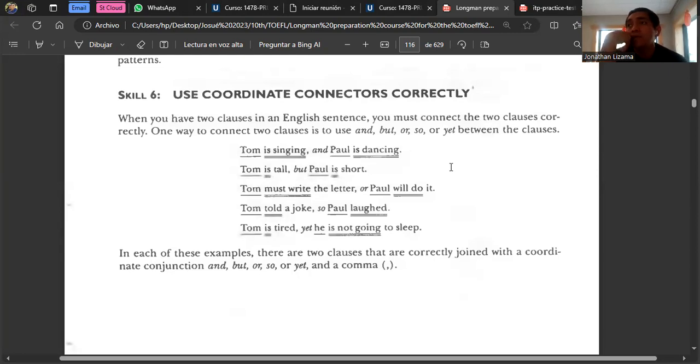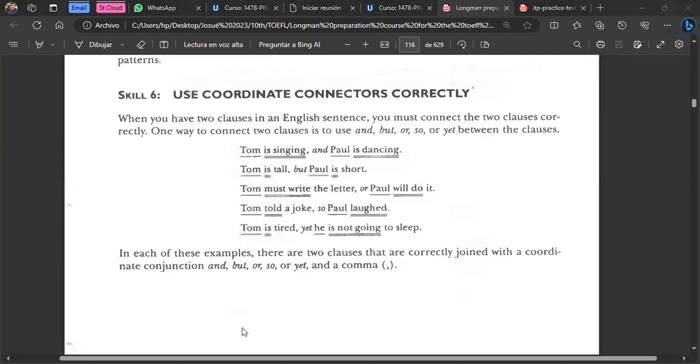When we say that a clause is a sentence, we are referring to, excuse me, wait a minute. Sorry, someone was asking me something. So, continue, right?